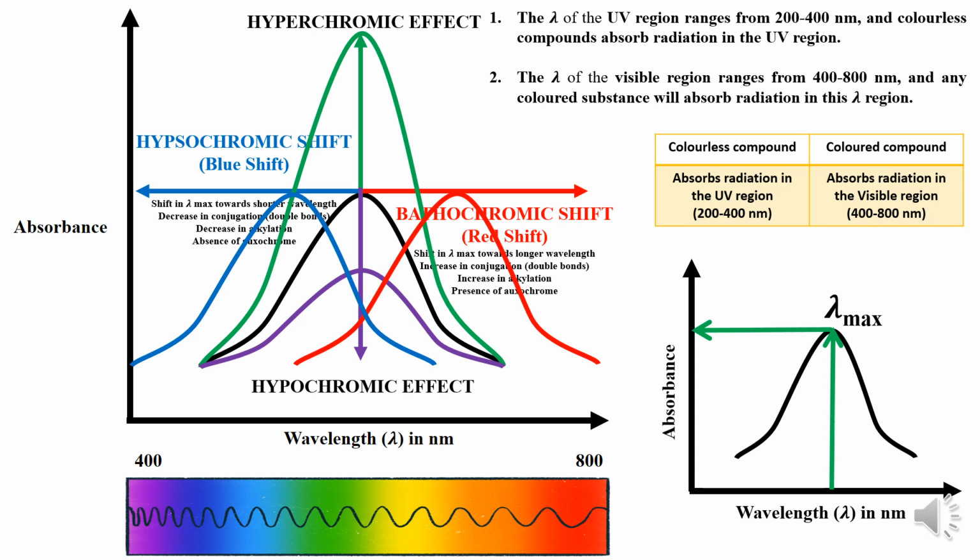So one can differentiate a colorless compound from a colored compound in UV-visible spectroscopy with respect to the absorption of radiation. A colorless compound absorbs radiation in the UV region, while a colored compound absorbs radiation in the visible region. So both colored compound as well as colorless compound absorb radiation. Only the wavelength of radiation changes or varies.